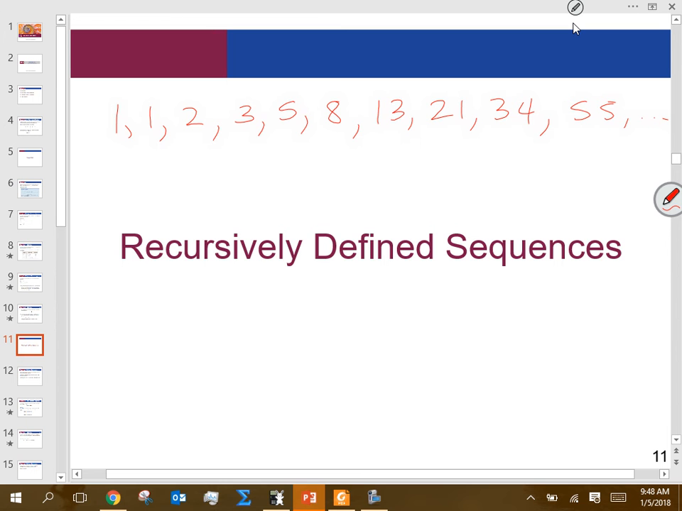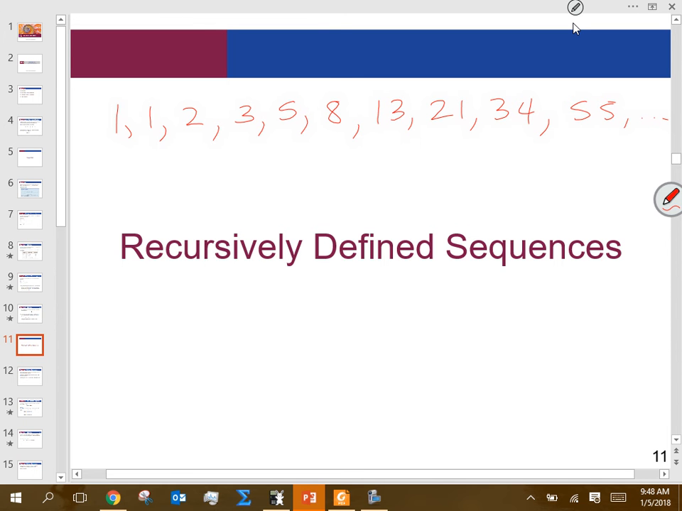Anybody know what that sequence is? Fibonacci sequence. That's the Fibonacci sequence. Fibonacci came up with that, or analyzed that. If you've ever watched The Da Vinci Code, it's a big part of that movie.